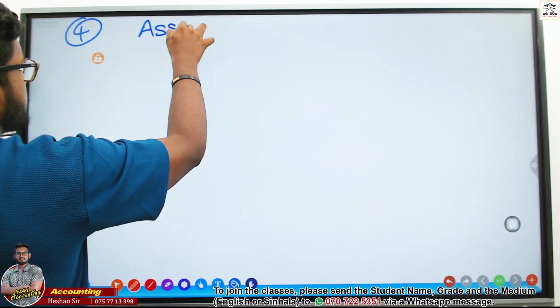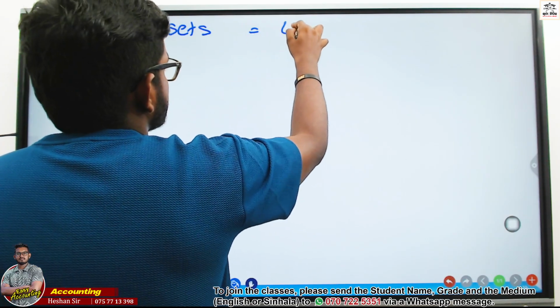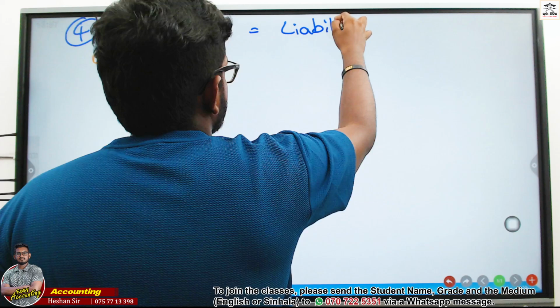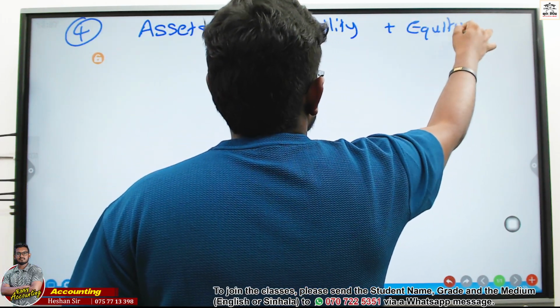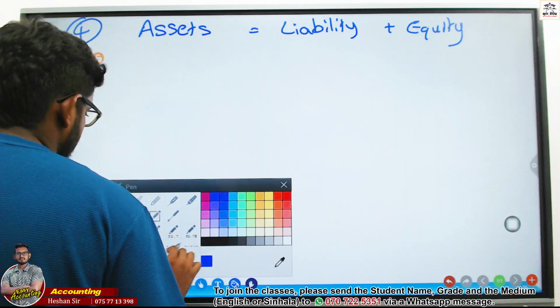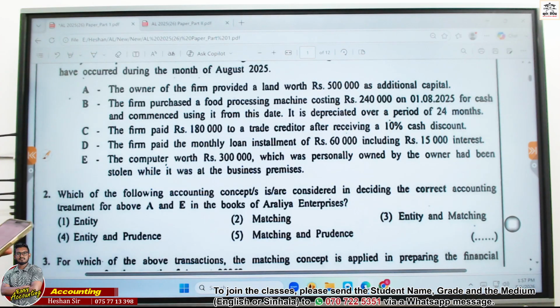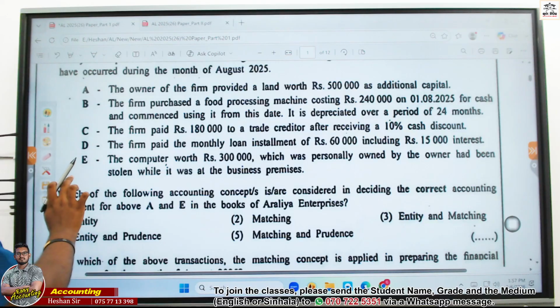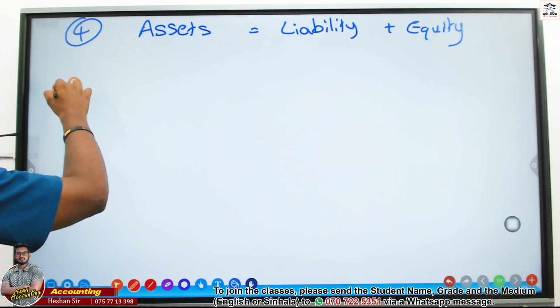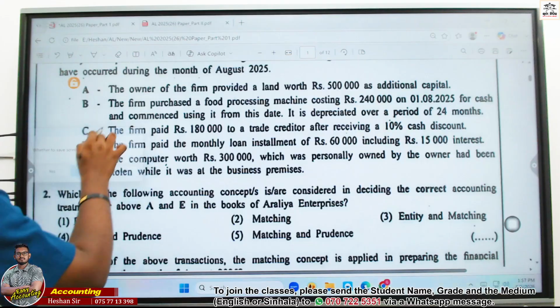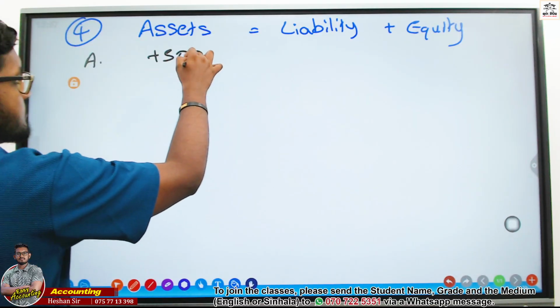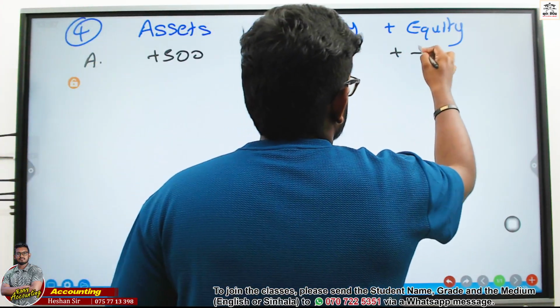Liability plus equity. Let's see. The owner of the firm provided land worth 500,000 as additional capital. So because of A, land asset increases, it increases 500.